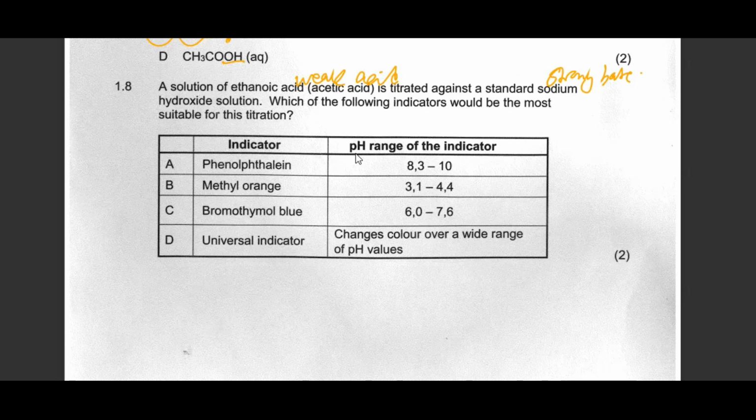Therefore, they're asking which one of the following indicators would be best suited for this titration. Because it's going to be more basic than acidic, because of the strong base reacting with a weak acid, the indicator which is going to be better is phenolphthalein. So the answer is going to be A.